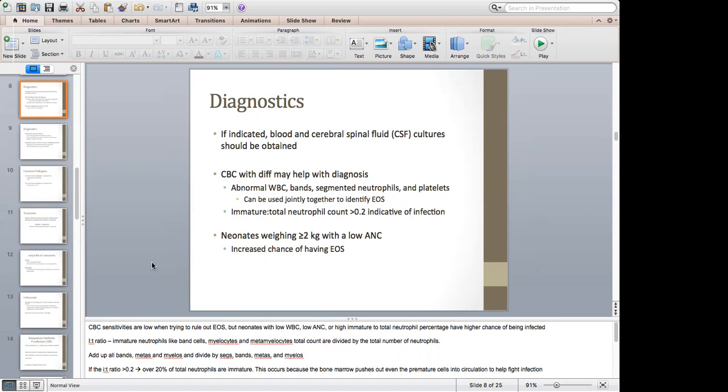If this number is above 0.2, that indicates that over 20% of total neutrophils are immature. This occurs because the bone marrow is pushing out the immature cells to help fight infection. So this would make you think that there is an increased risk of having sepsis. Another thing is neonates weighing greater than or equal to 2 kilograms with a low absolute neutrophil count have an increased risk of having early onset sepsis.